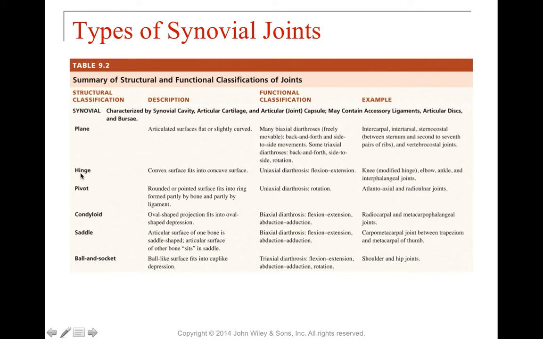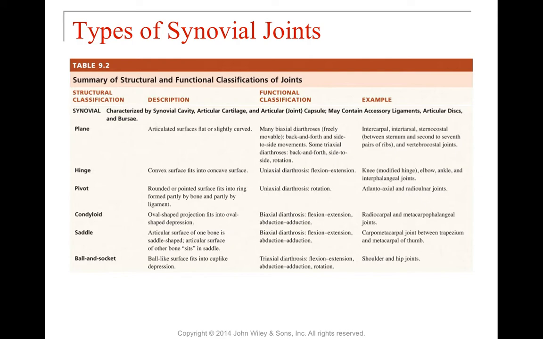We also have hinge joints. Hinge joints are when we have one convex surface fitting into one concave surface, and that generally allows us to have a uniaxial diarthrosis. Again, that is freely movable but only in one direction, such as flexion extension, like your knee, for example, which is a modified hinge joint that allows for a little bit of left to right, but really mainly flexion extension. Your elbow, ankle, and interphalangeal joints.